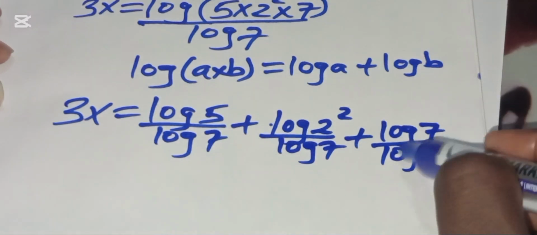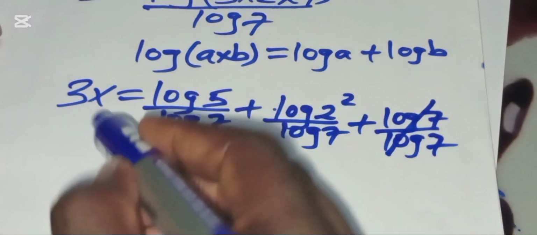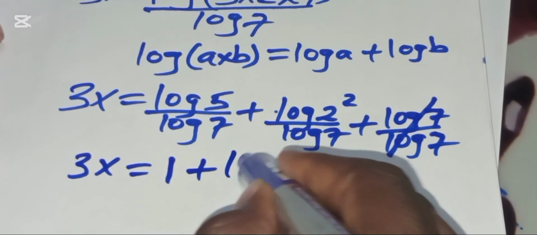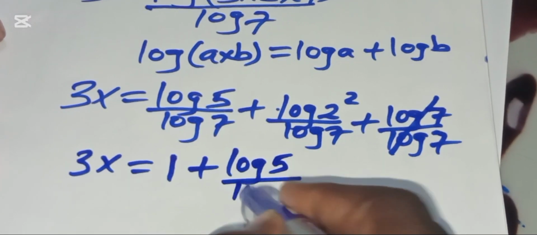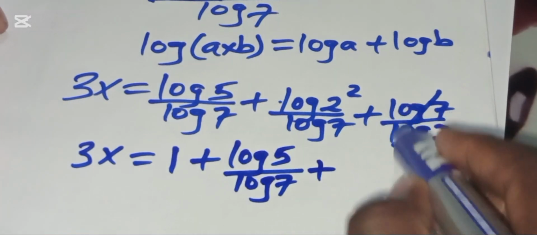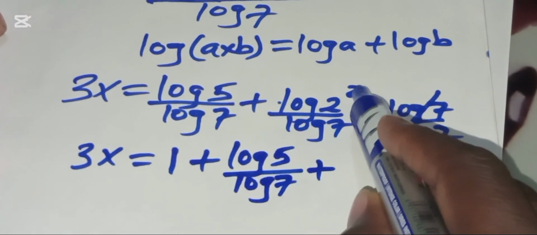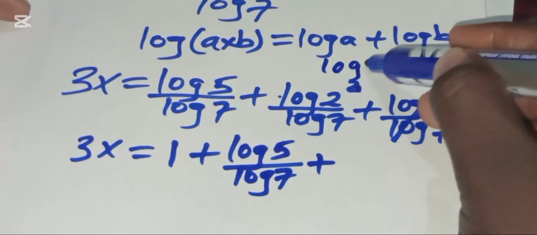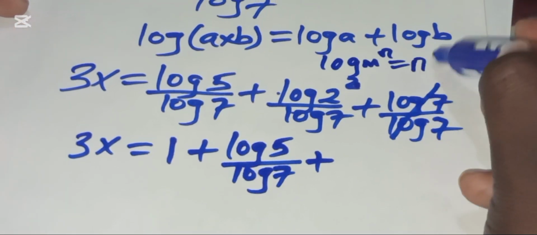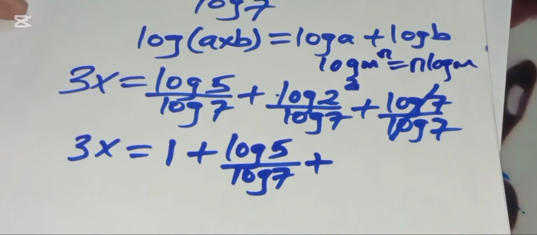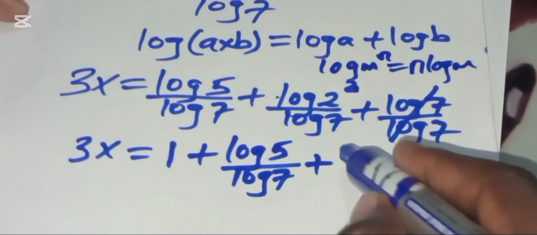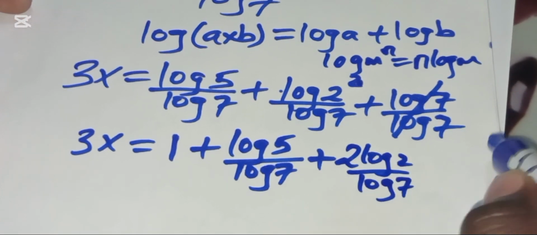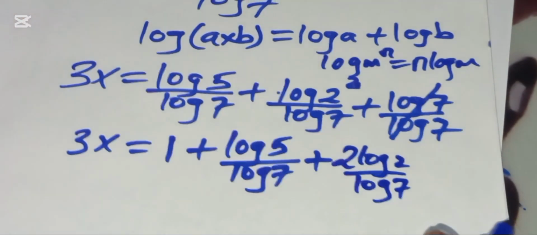Let's simplify here. 3x is equal to 1 plus log 5 divided by log 7 plus log 2 raised to power 2. Applying the power rule property that states that log m raised to power n can be expressed as n log m, log 2 squared becomes 2 log 2 divided by log 7. Now this is what we have.